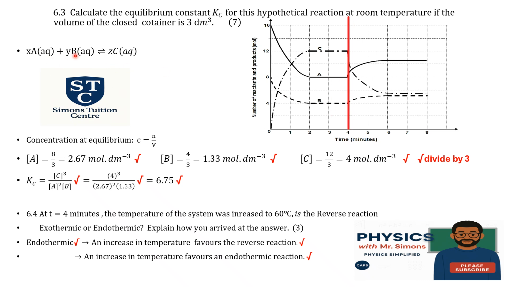A and B, I assume you can see, are my reactants. A increased after 4 minutes, so my reactant A increased, my reactant B increased. C is my product, so after 4 minutes, C decreased. So a decrease in products and an increase in reactants means that my reverse reaction is favored. So the reverse reaction is the formation of more reactants, A and B, with products decreasing. So endothermic, because the increase in temperature favors the reverse reaction, the formation of reactants. And according to Le Chatelier, an increase in temperature always favors the endothermic reaction.